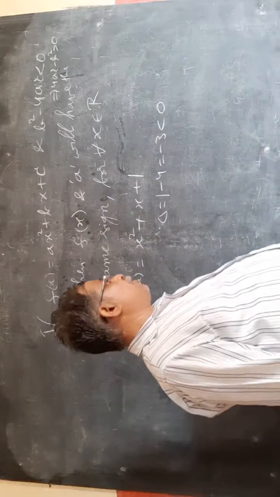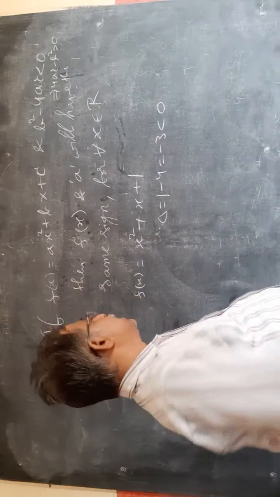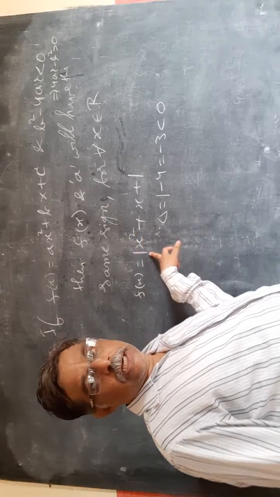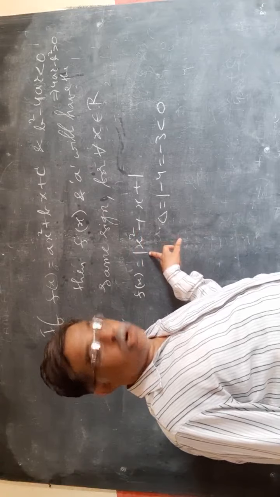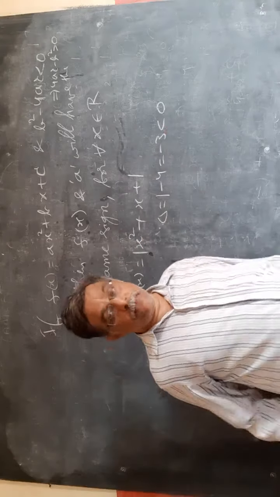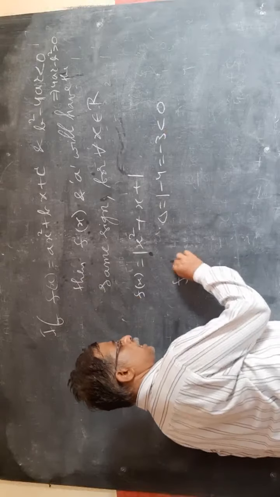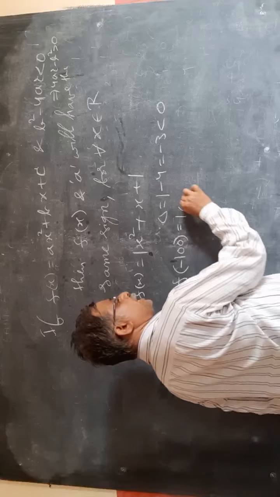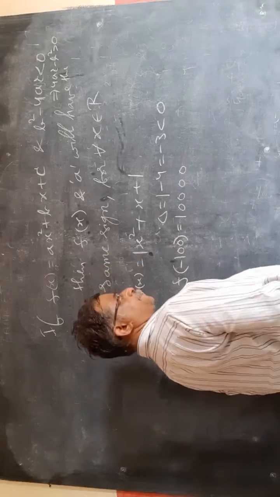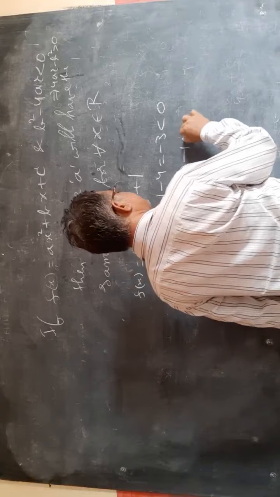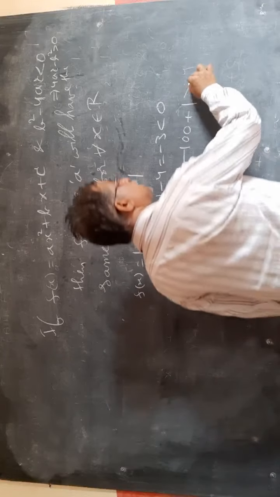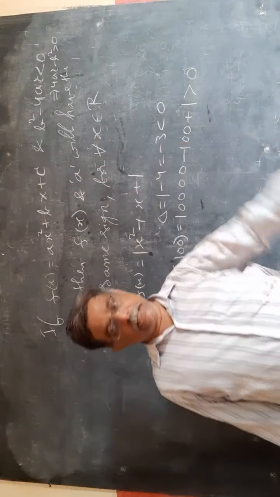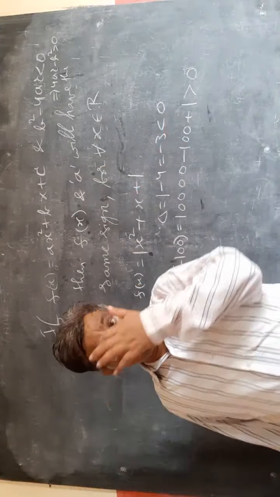Now what about f of x and a having the same sign? Here a is plus 1, which is greater than 0. Now for any value of x, observe f of x is always positive. For example, I will take f of minus 100. Minus 100 whole square is 10,000, plus minus 100, plus 1. 10,000 plus 1 is 10,001, minus 100 is 9,000 something, which is always greater than 0.